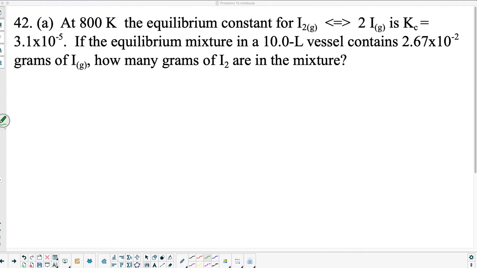Hey class, this is the second part of chapter 15 problems. This is 42A and 42B. Depending on how long 42A goes, I may have to extend it to a third part and do 42B for the third part. So let's take a look at this.